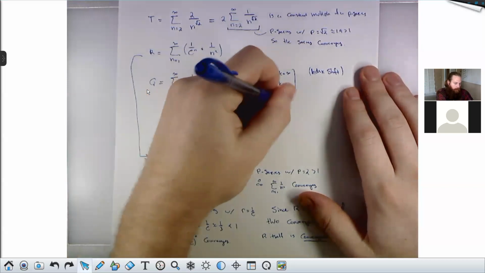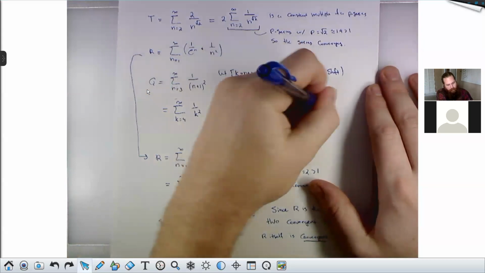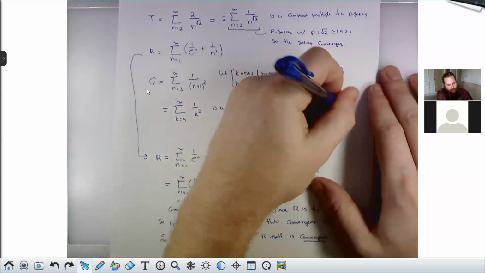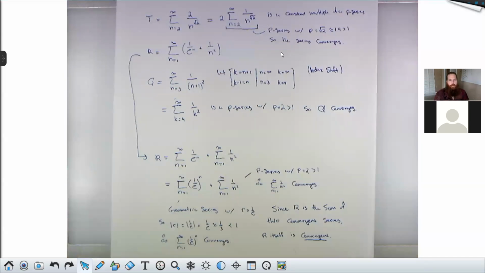With p equal to 2, which is bigger than 1, the series Q converges. Index shifting is something that's going to become more important as we work deeper and deeper into chapter 11. It's not the only way to do this.